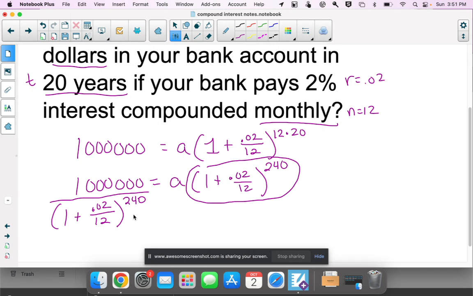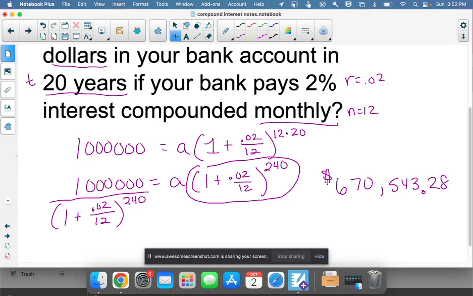Okay, and I am getting $670,543.28 rounded to the nearest penny. Okay, and if you're not getting that, we need to figure out why. So if you're having issues getting these answers in your calculator, make sure you show me how you're putting it in the calculator tomorrow in class, and we'll go over and figure out what's going on.